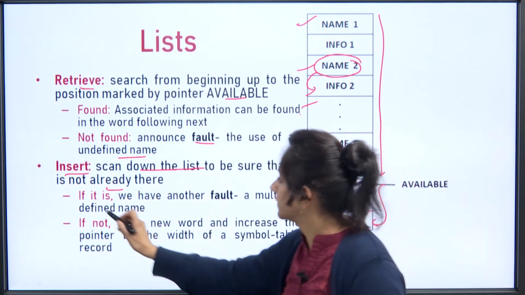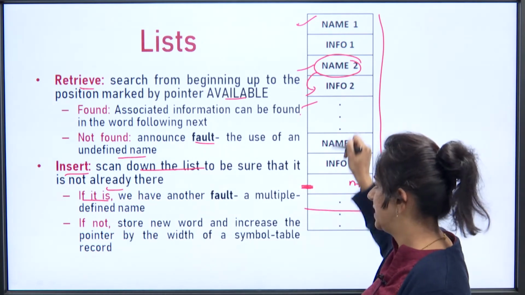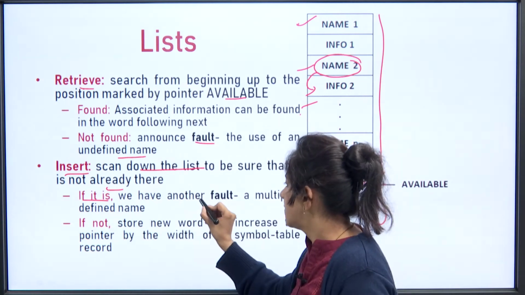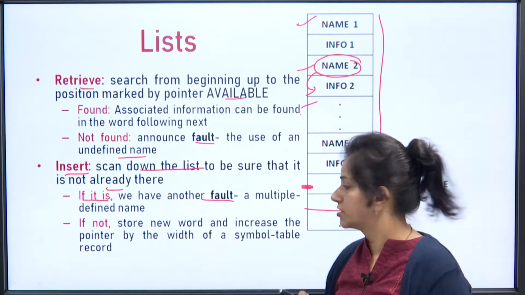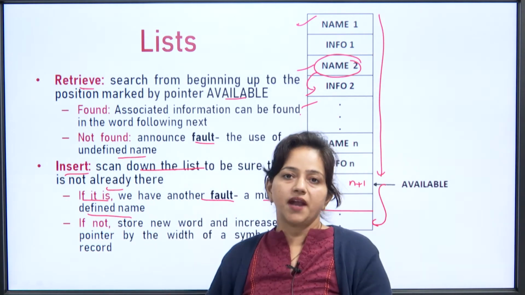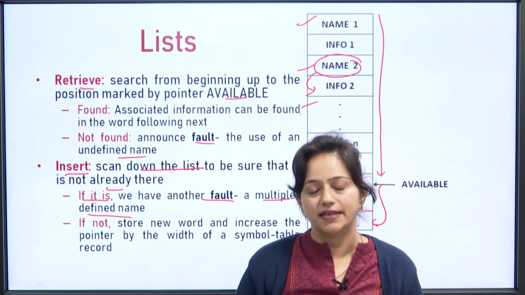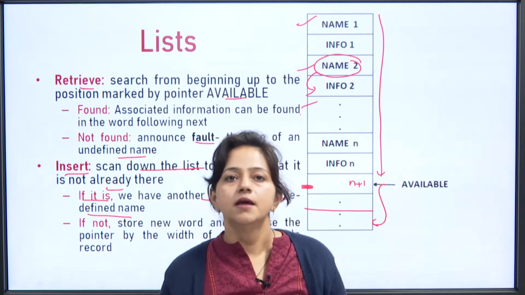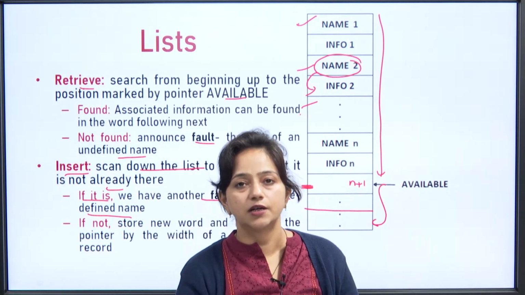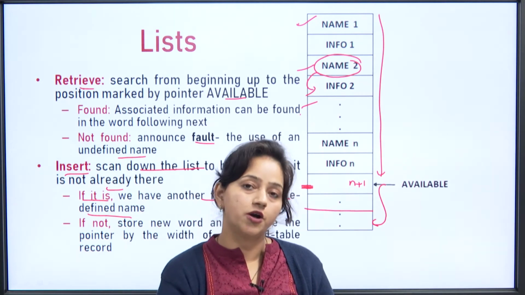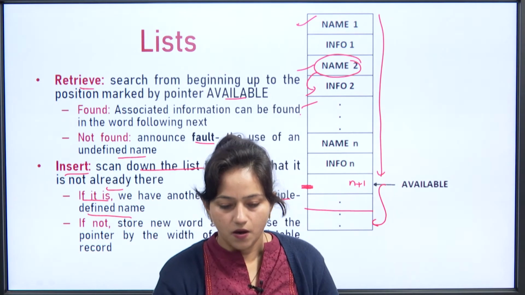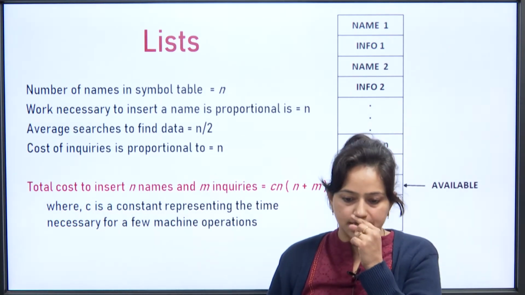If while searching, we want to insert but find that the record is already in the list, then we will announce a fault, and what is that? This is a multiply defined name. So, the programmer has defined the variable at multiple places. So, this is how we do retrieve and insert operations, and remember that for doing the insertion, first we search the entire list. Alright.